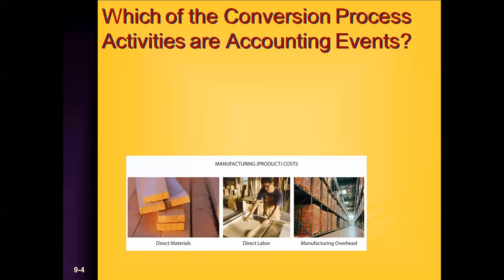Let's talk a little bit about which of those conversion process activities are actually accounting events. First of all, we talked about obtaining raw materials. That is definitely an accounting event because it involves increasing work in process inventory and decreasing direct materials inventory.